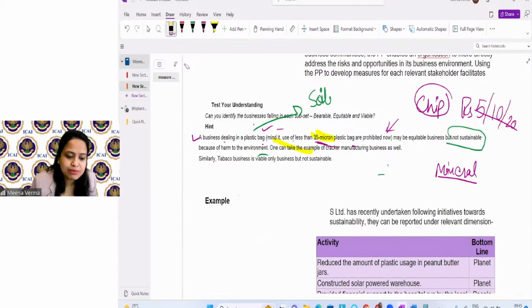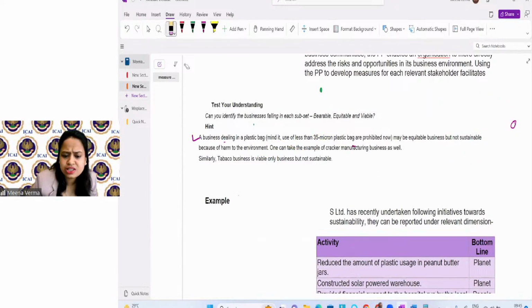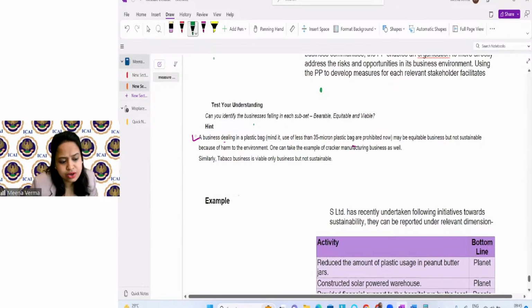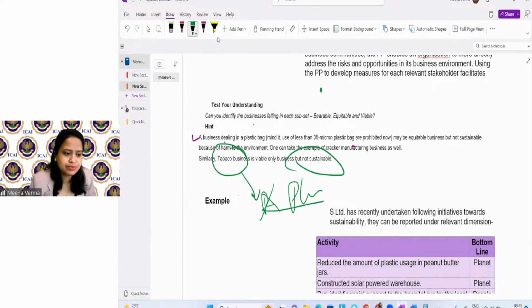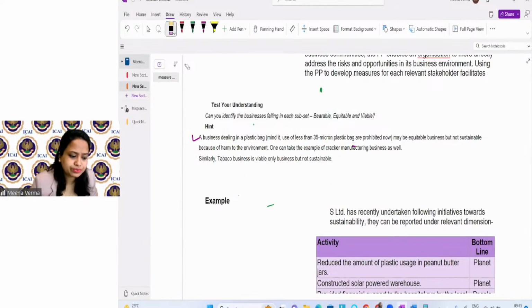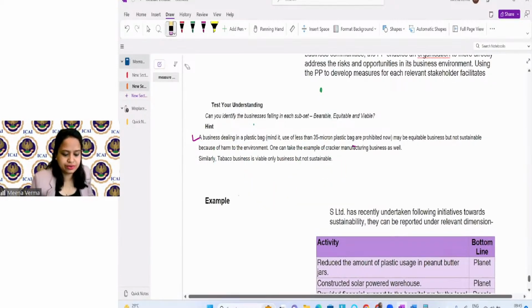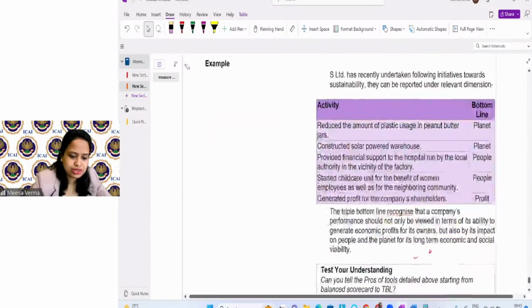Okay, so we are damaging the environment by using the plastic, or by using what? The crackers. So it is mentioned here, maybe it is increasing the profitability of the company. People are happy, but for the environment it is not good. Similarly, if you talk about the tobacco business, it is not good for the people and the planet. So it is not at all sustainable. All right, so we have learned all these things.